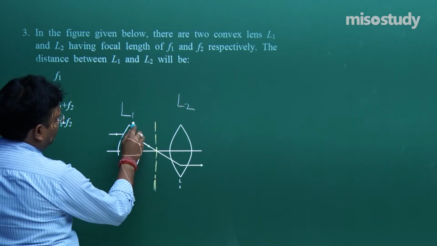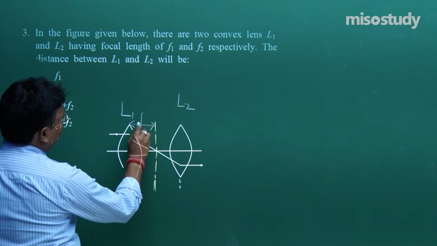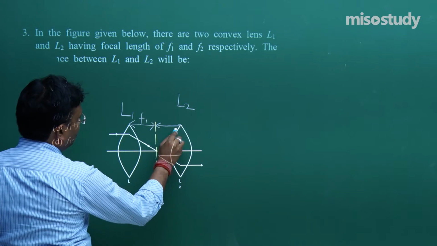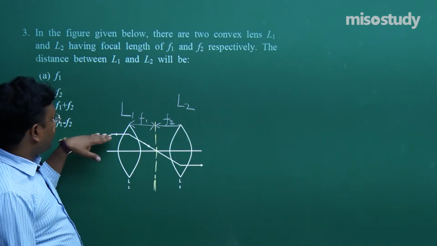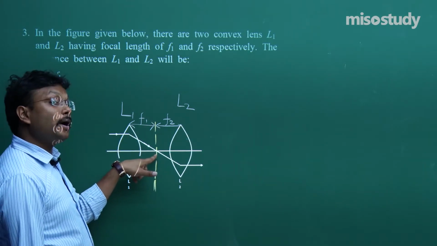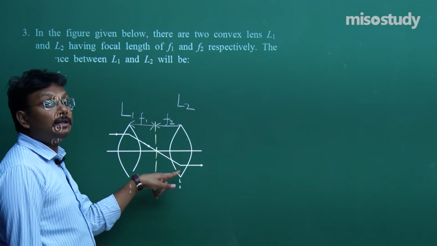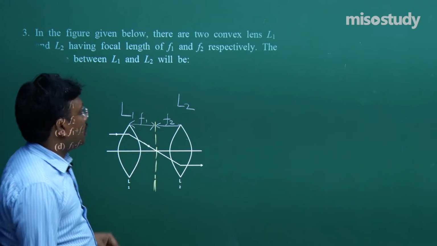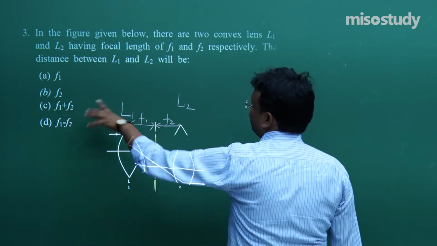Fine. So in this particular problem, this distance is nothing but f1, and this distance is nothing but f2. Why? Because a ray parallel to the principal axis passes through which point? First focus. From here it is passing, then again it is going to its first focus. So the correct answer is C, f1 plus f2.